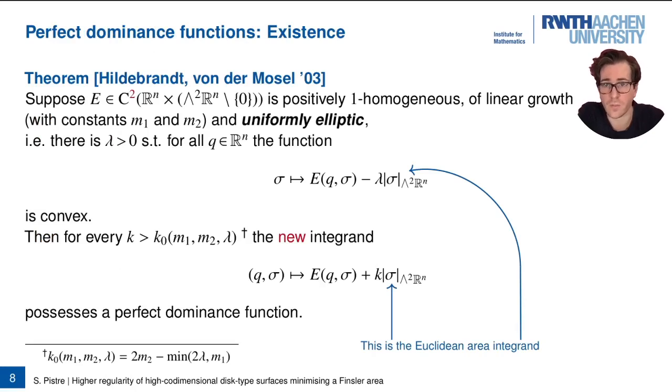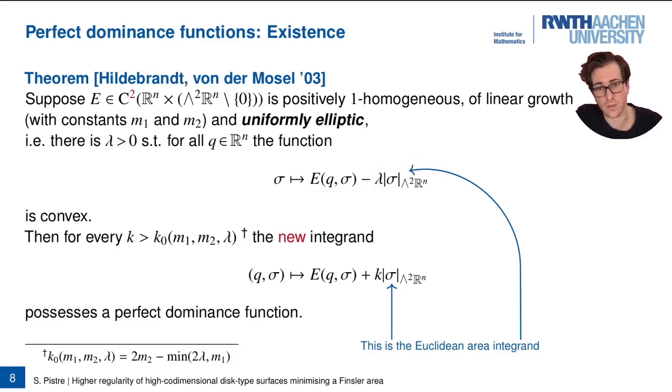There's another theorem from the early 2000s where, given a Cartan energy, a Cartan integrand, which is C2 like before outside of the zero bivector, positively one homogeneous and of linear growth with two constants, M1 and M2. And now we need uniform ellipticity of this integrand. By uniform ellipticity, I now mean that there is a global constant which does not depend on a radius, such that the Cartan density minus a multiple of the area integrand is convex.